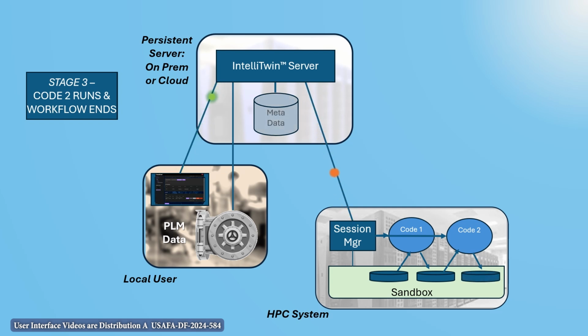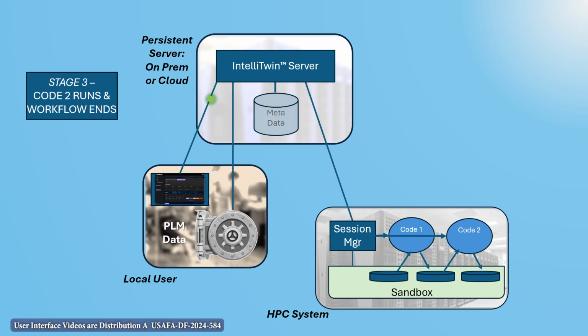Each step of a workflow is called a stage in IntelliTwin. This workflow has 3 defined stages. Stage 1 loads the PLM data. Stage 2 runs code number 1. Stage 3 runs code number 2.